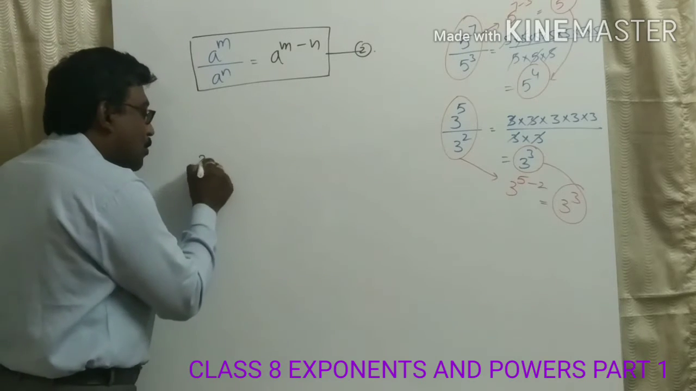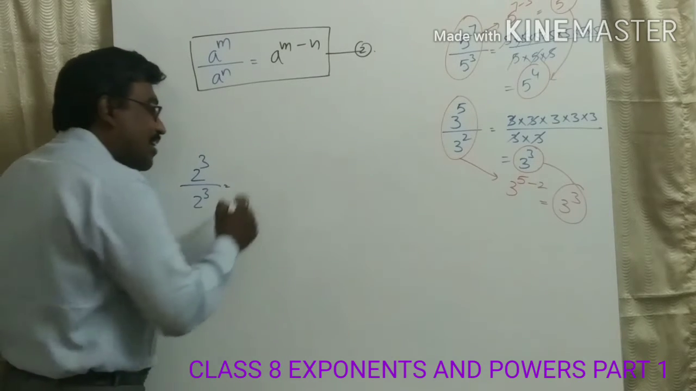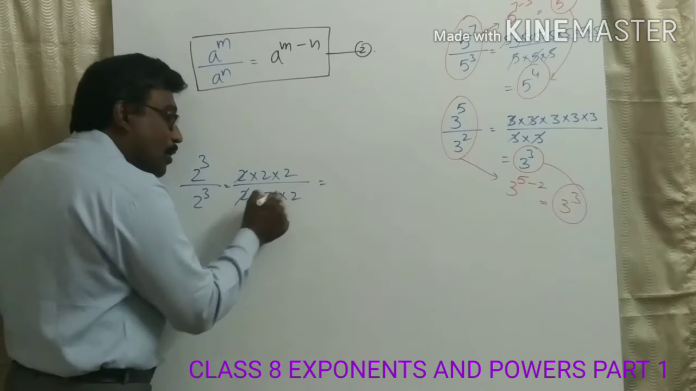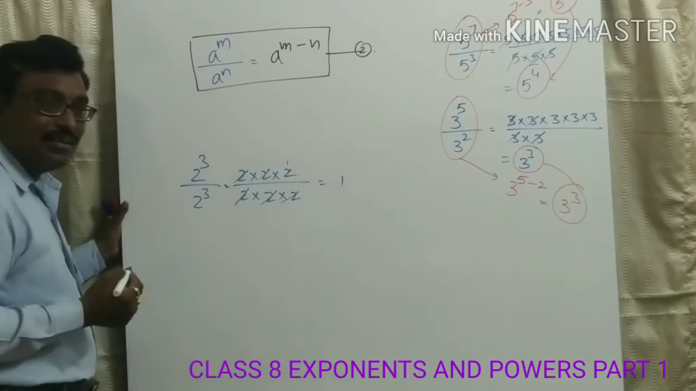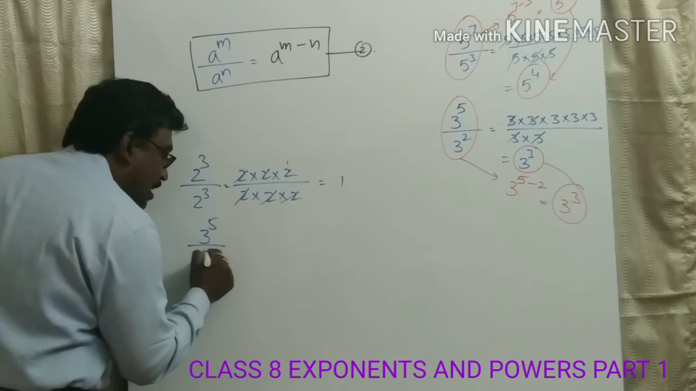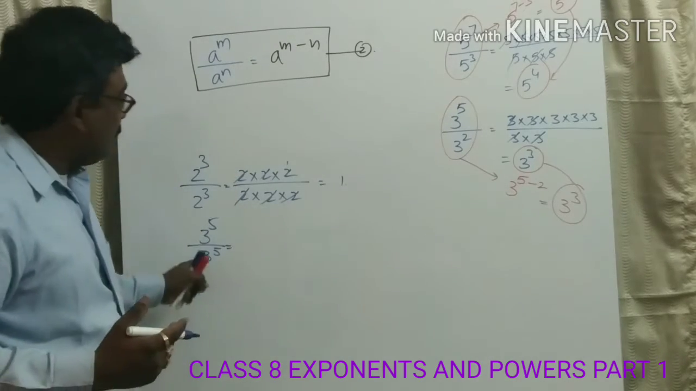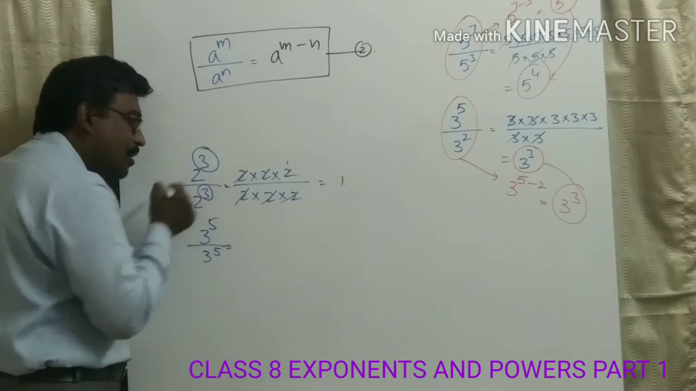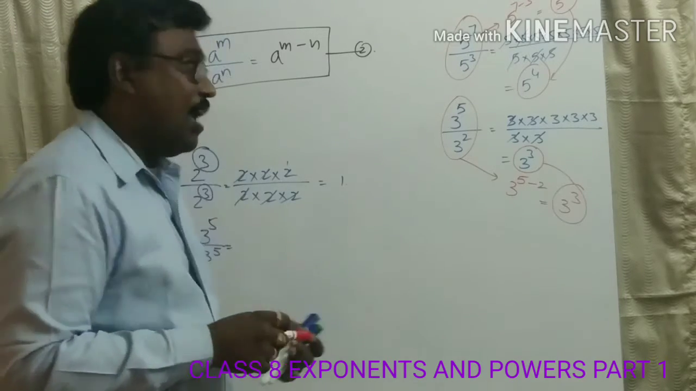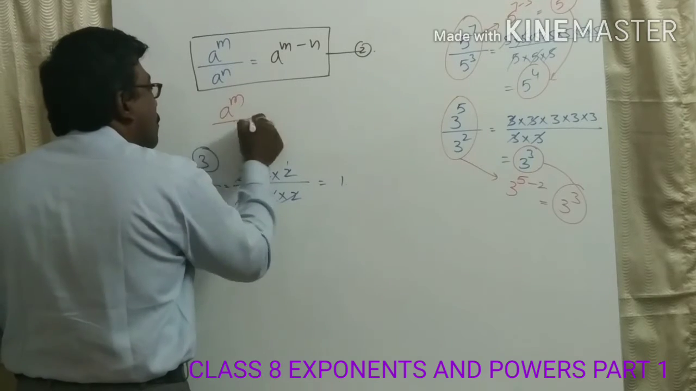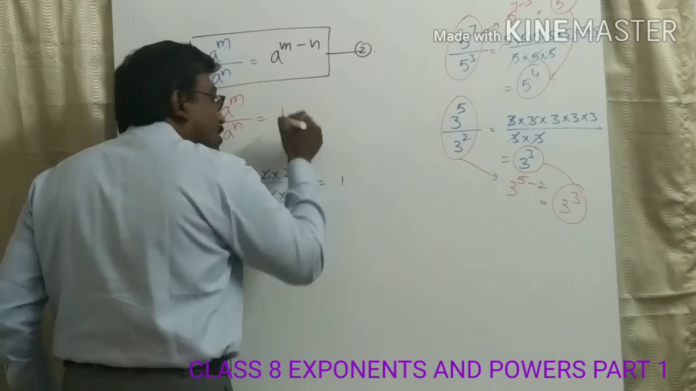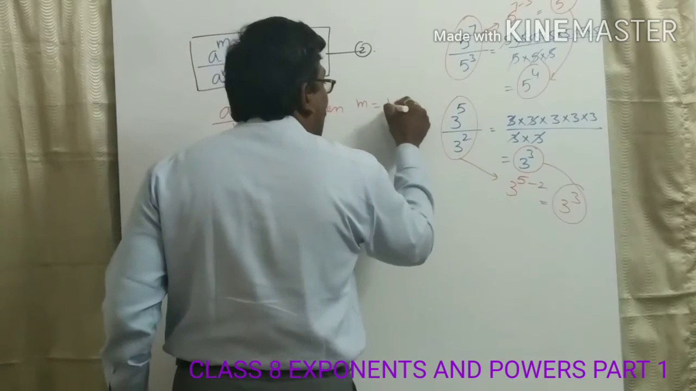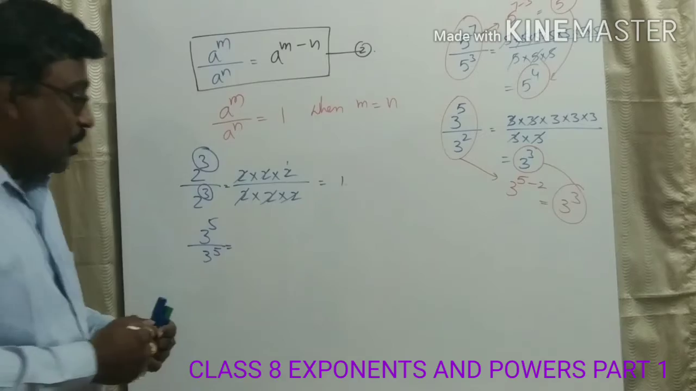See, 2 cube by 2 cube. That means what? 2 into 2 into 2 by 2 into 2 into 2. All cancel, so 1 is the answer. Suppose 3 power 5 by 3 power 5. 3 is multiplied 5 times, again denominator 5 times. Cancelled. So what can we say here? If both the numerator and denominator are the same, that means a power m by a power n, the value is equal to 1 when m is equal to n.